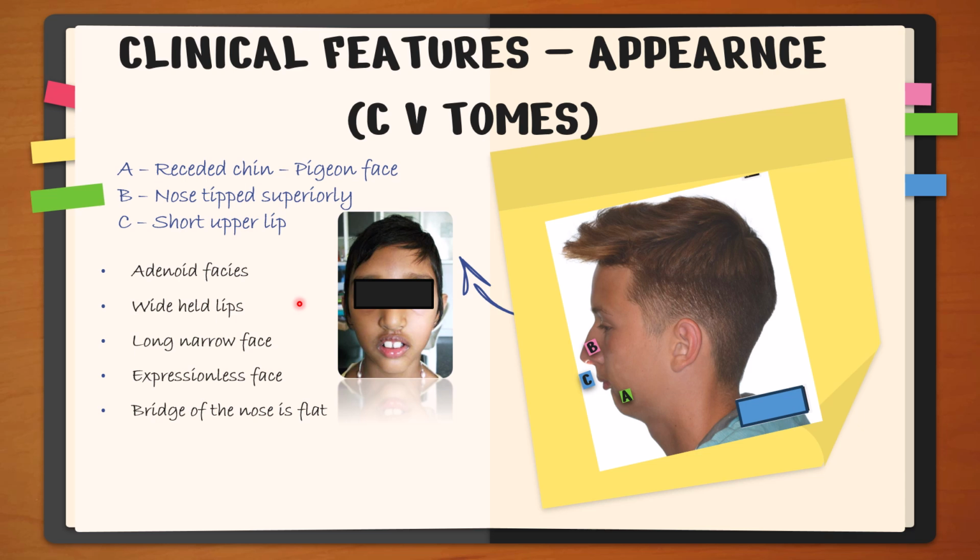Tomes, the children may develop distinct facial features such as a receded chin, short upper lip, and the nose may tip upwards. The child will have features like adenoid faces, wide held lips, long narrow face, and a flat nasal bridge.